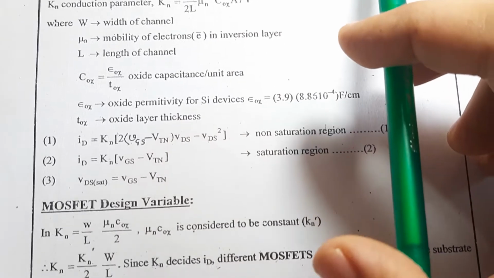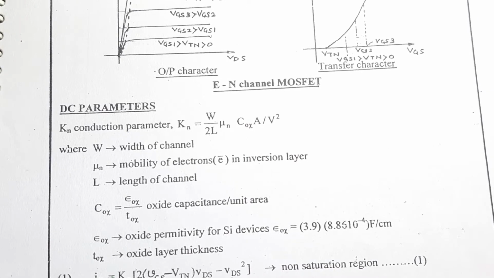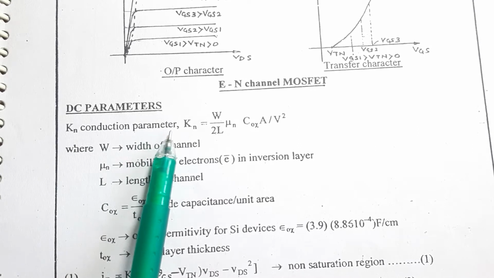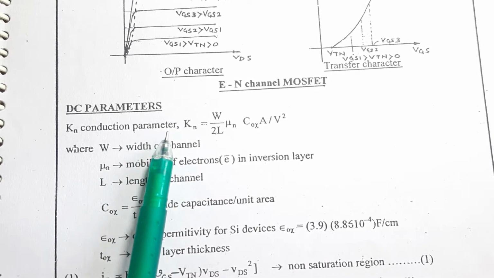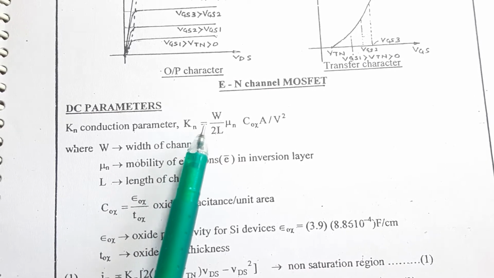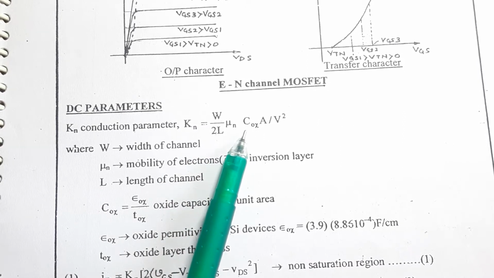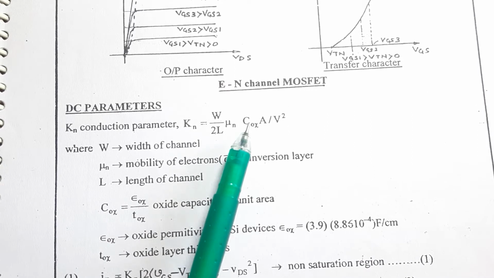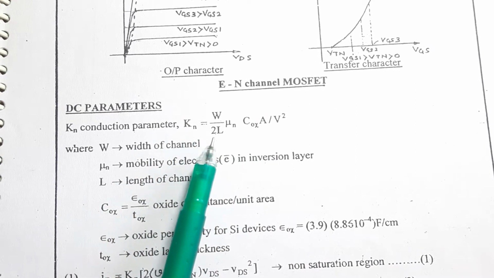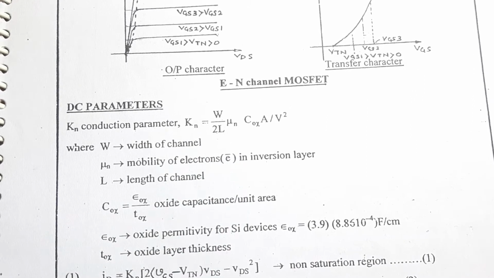Now there are some terms which we need to discuss first, and then we will proceed further. The DC parameters, one of them is the conduction parameter, one of the most important for numericals. So now there will be some new terminologies which will be discussed. Your Kn is given by W by 2L mu n COX, where COX is the oxide capacitance per unit area, in amperes per volt square. Now W is the width of the channel, L is the length of the channel, and mu n is the mobility of the electrons in the inversion layer.